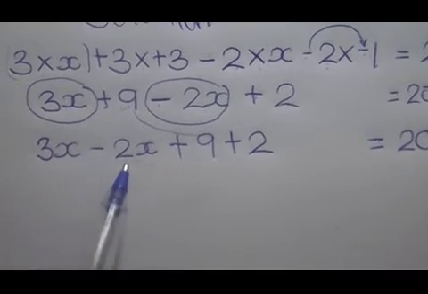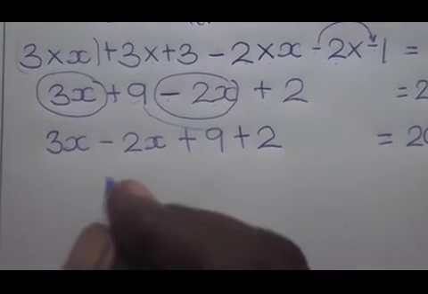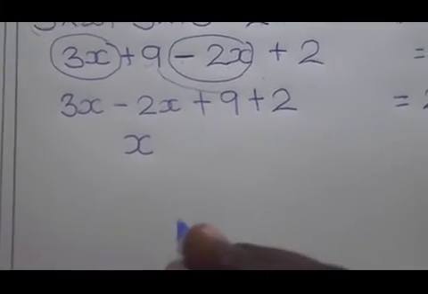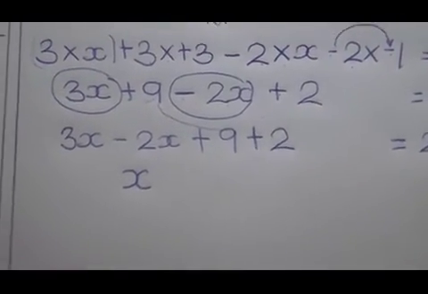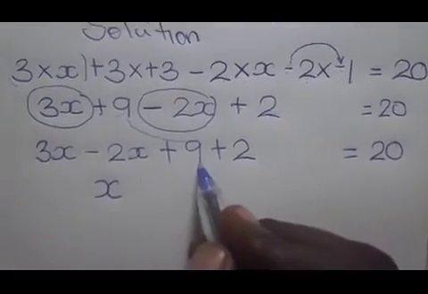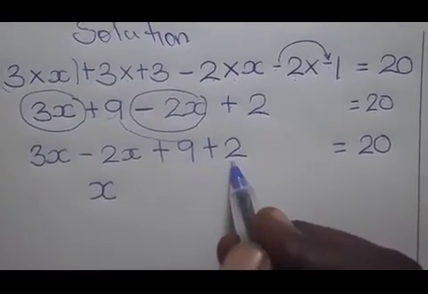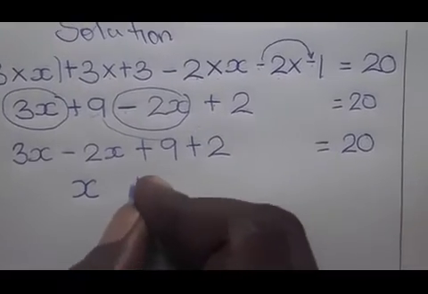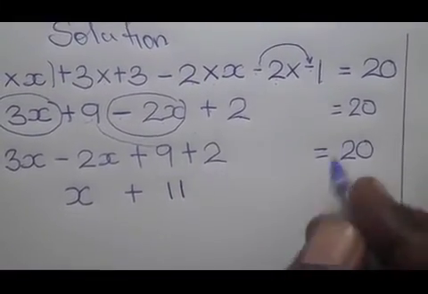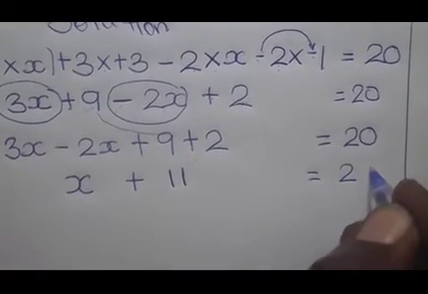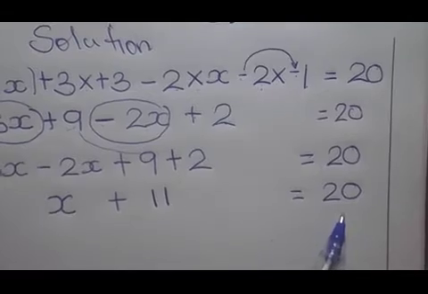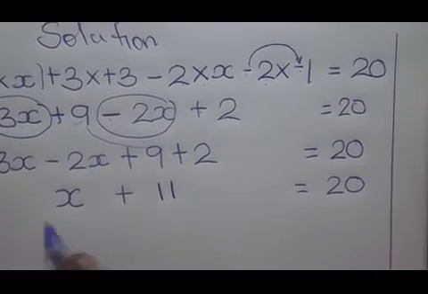3x minus 2x. What do we get? You remain with x. Remember, I told you don't write 1x, because writing x means the x is already 1. Now we add here 9 plus 2. I know you've added well, and you are getting 11. 11 equals 20.